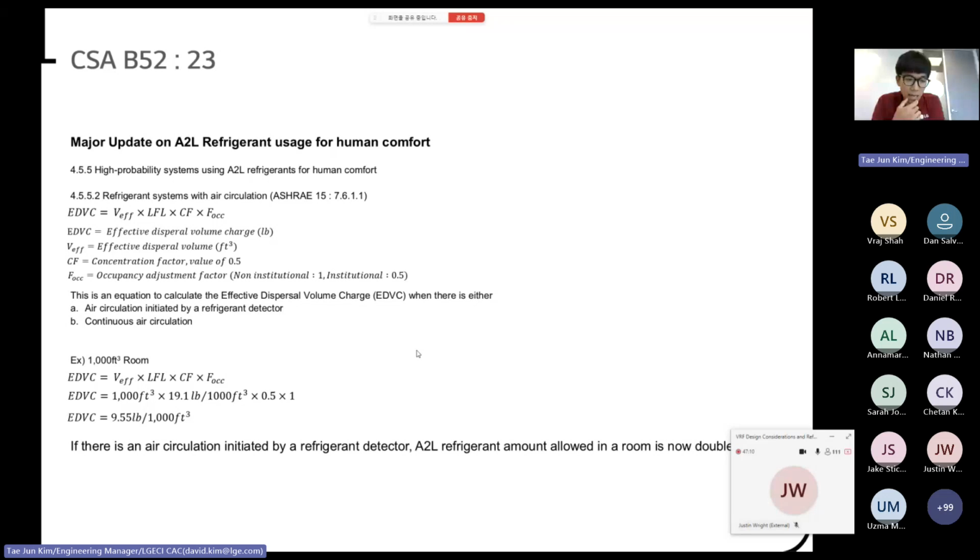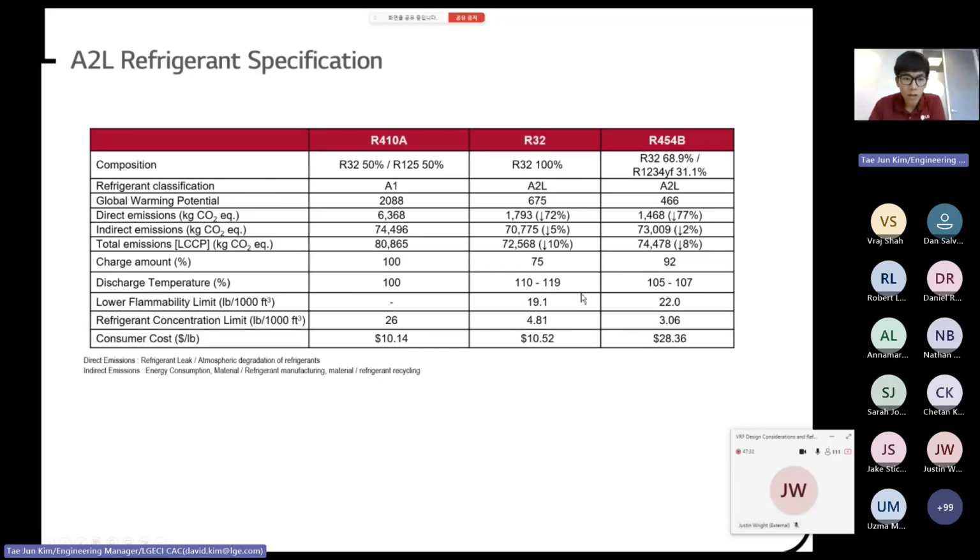And by using that, we can basically double the RCL, the refrigerant charge limit of the refrigerant. For example, I use the R32 as an example to show the effective dispersion volume of 1,000 cubic feet. If I go back to the previous slide, the RCL for 1,000 cubic feet for the R32 is 4.81, and for R454B it is 3.06. If you compare that to the R410A, which is 26 pounds, this is significantly small, which means that you're going to need a larger volume in comparison to the R410A.